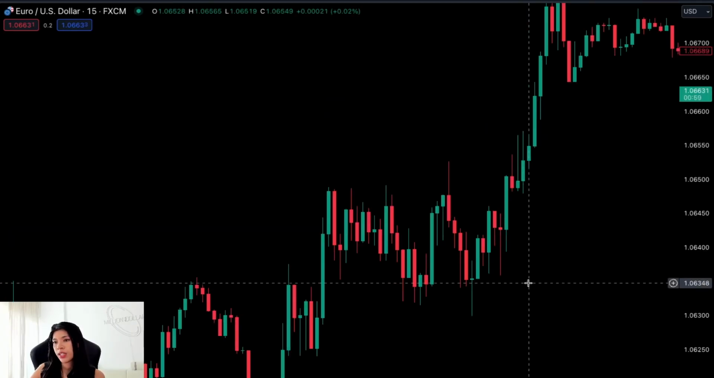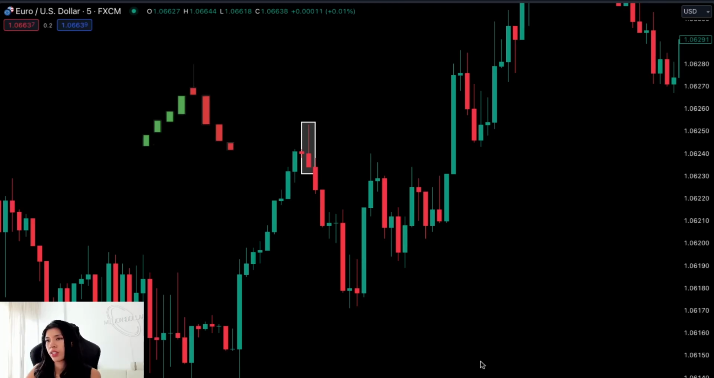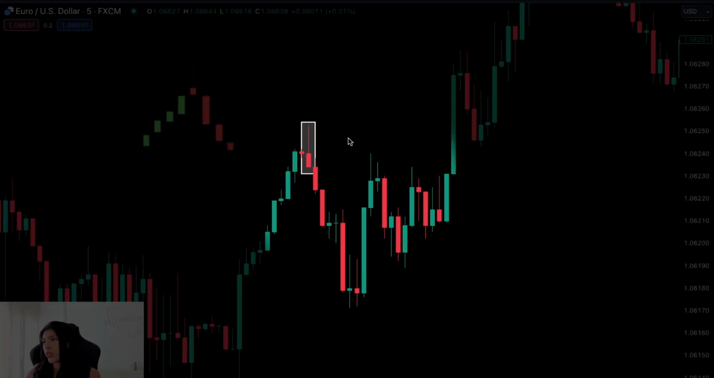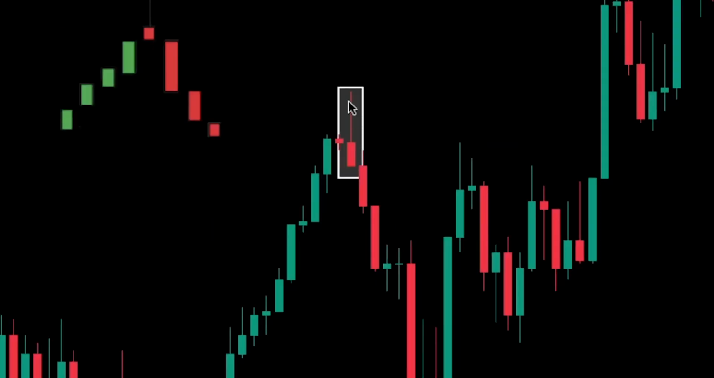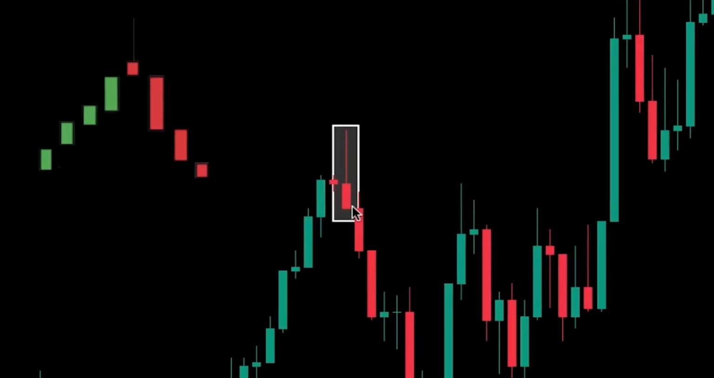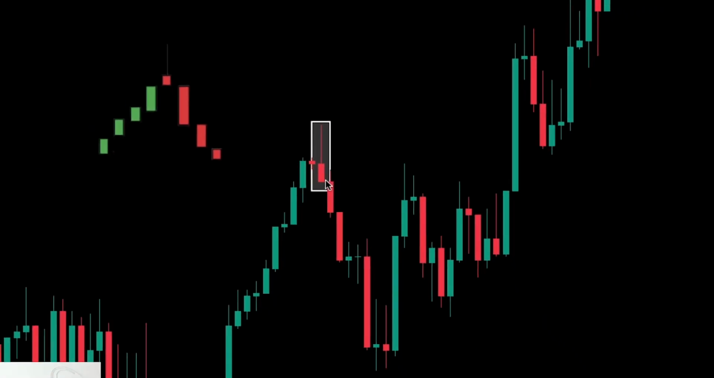Now let's take a look at types of bearish candlesticks. Let's look at the shooting star candlestick. As you can see here, the star candle has a small body and a long wick sticking out above the body. This indicates that sellers are stepping in due to the loss of bullish momentum.